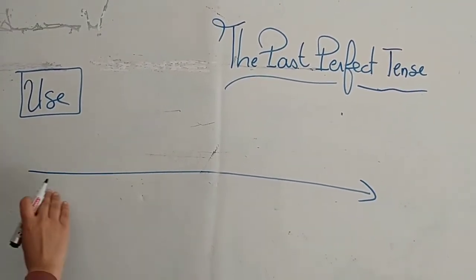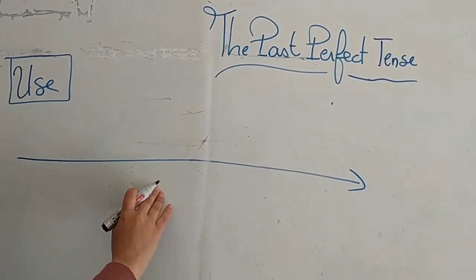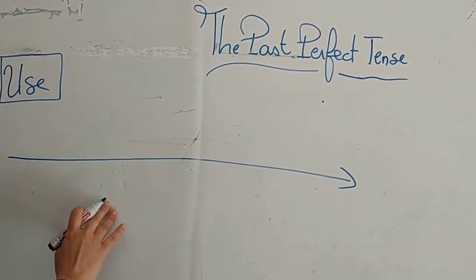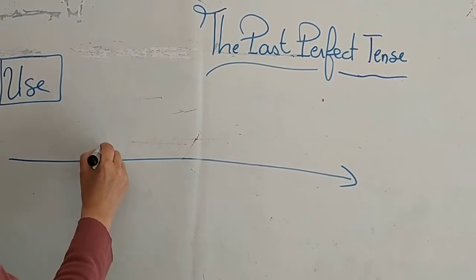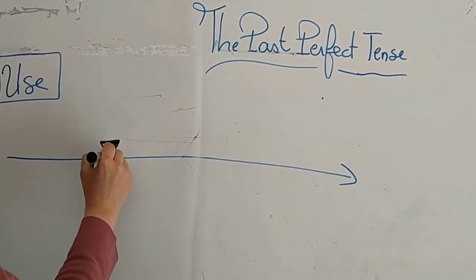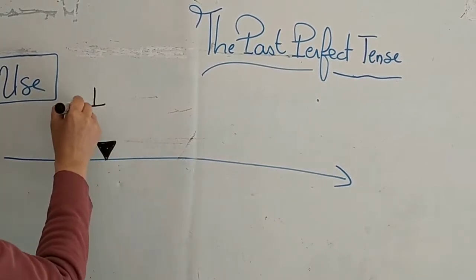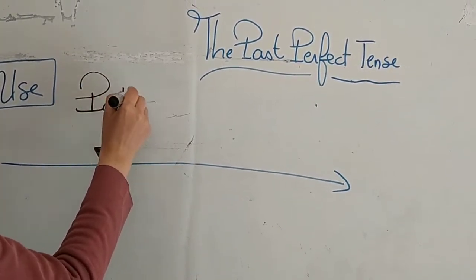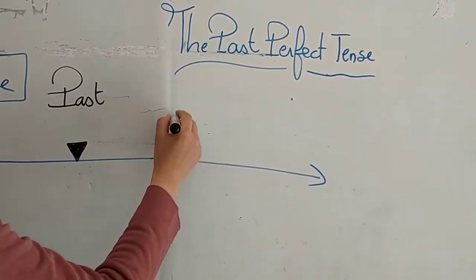Look here. In this line I will show you where the past perfect is. Look carefully. This is, for example, the past. Okay? Past. Here is the present.